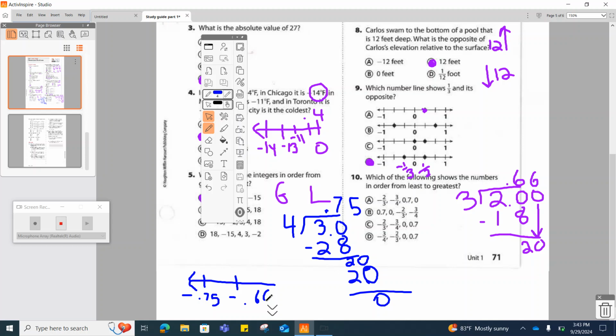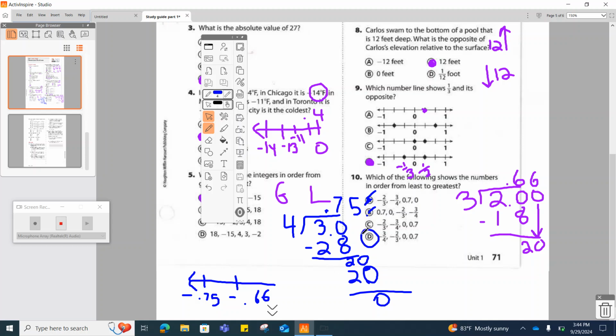It's not B because my negatives would be smaller than my positives. It's not C because I already discussed that I have to have negative 75/100ths as my smallest. Looks like it's D, and then negative 66 hundredths, and then 0, and then the positive number. So it is D. Okay.